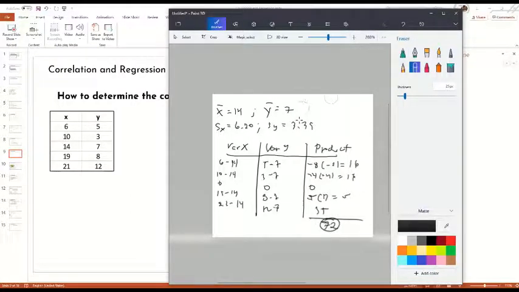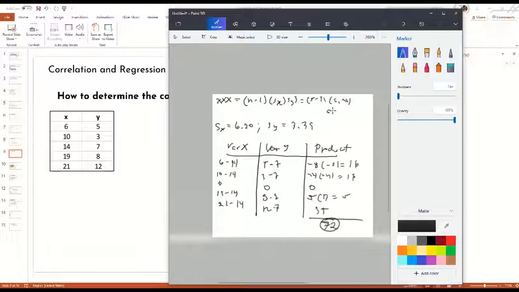So the question, are we done? Not yet. Oh, sorry. Not yet done. Because you still have something to compute. You will find a new value. Let's say this is xxx. So we're going to use n minus 1. Remember this formula. Times the standard deviation for x, standard deviation for y. So that is 5 minus 1, because our samples are 5. Times 6.20 times 3.39. Okay, and this xxx is equivalent to 84.07.